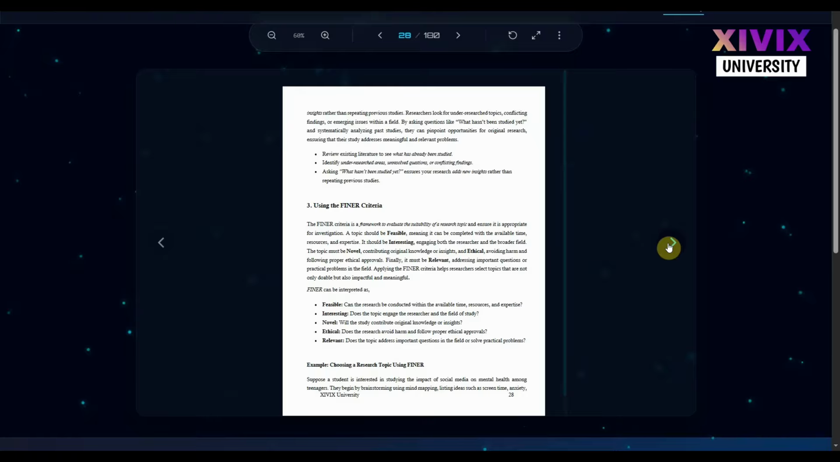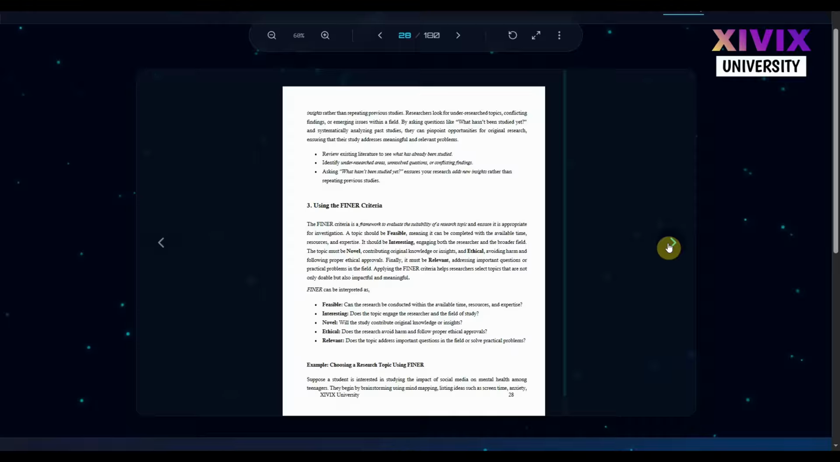The interesting part refers to the engagement of both the researcher and the study field. And the novel part refers to the contribution of your research topic in relation to its original knowledge and insights. And ethical means avoiding harm and following proper ethical approvals. And the last one is relevant. So relevant refers to addressing important questions as well as practical problems.